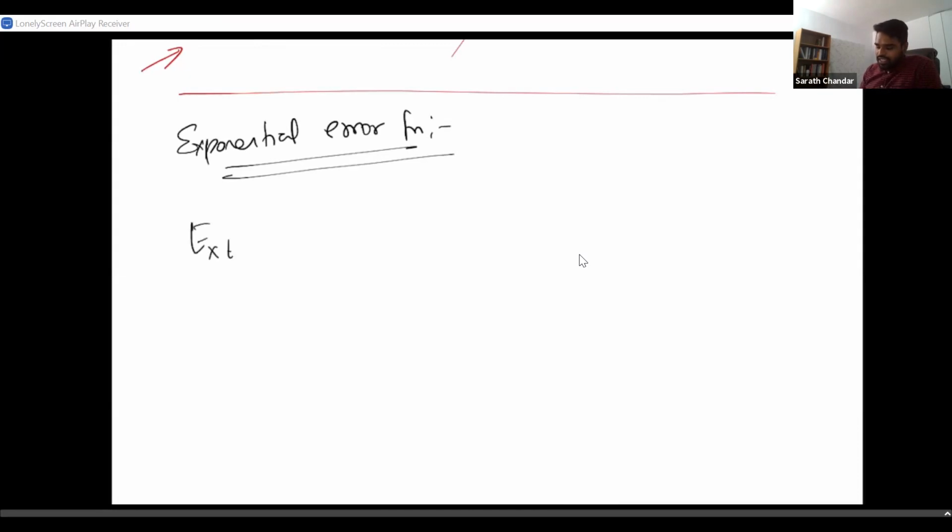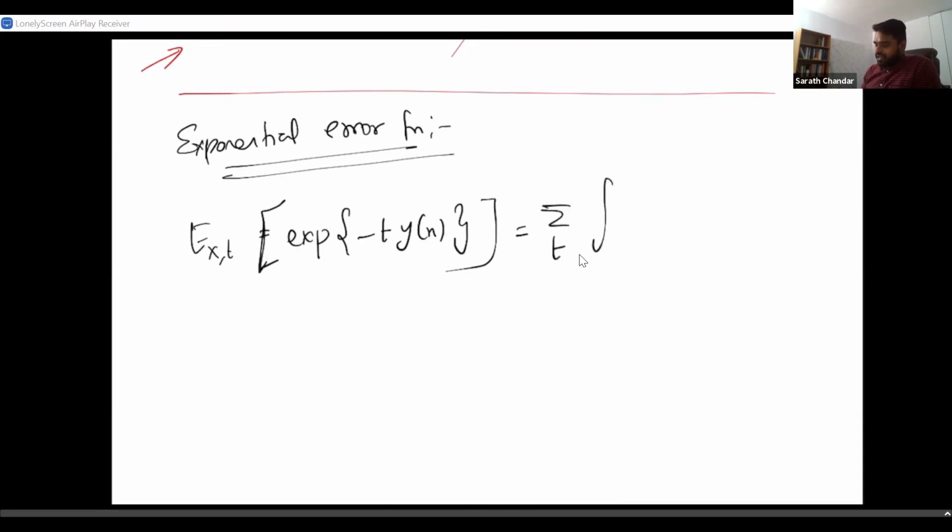Now let's look at the expected error for this exponential error function. It is given by E = sum over t, integral over x of exp(-t y(x)) p(t|x) p(x) dx, right?